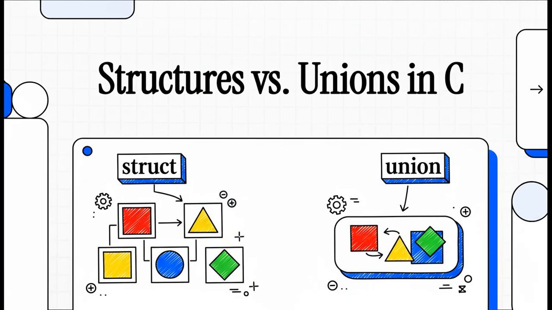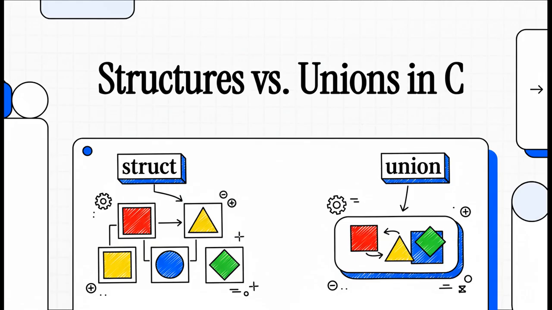All right, so in C, we've got our basic building blocks, right? Integers, floats, characters. They're great. But what happens when you need something more? Something that actually represents a real-world object? Well, today, we're going to unlock one of C's absolute superpowers, building your own custom data types right from scratch.